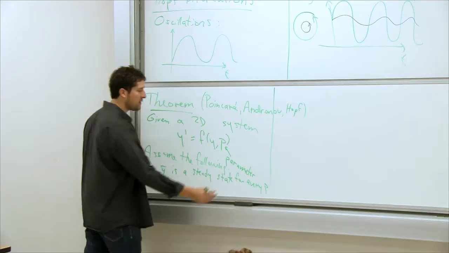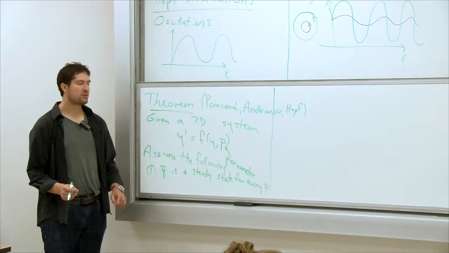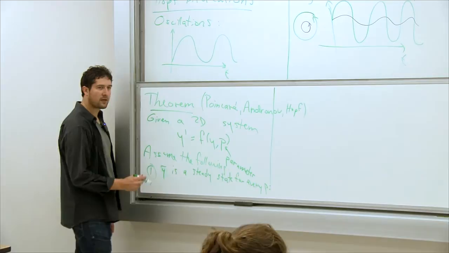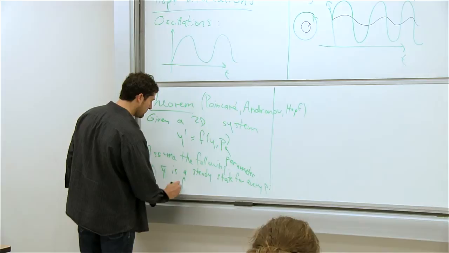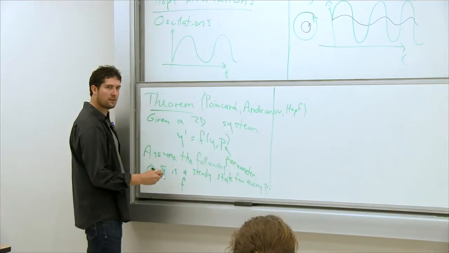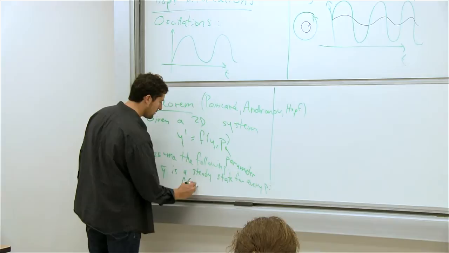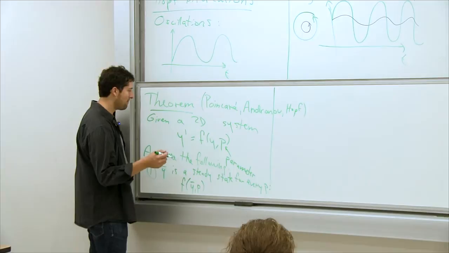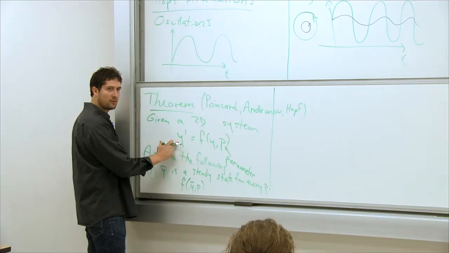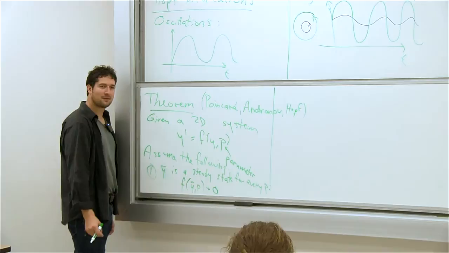Now what does it mean, Patrick, for y bar to be a steady state of the system for any p, algebraically? If your system starts at y bar, it'll remain at y bar no matter what the parameter value is. Yes. So how do we write this? F of y bar, p equals y bar? So what you're saying is that if you start at y bar, you stay at y bar, right? So that the rate of change is zero, yes. That's right, for every p.